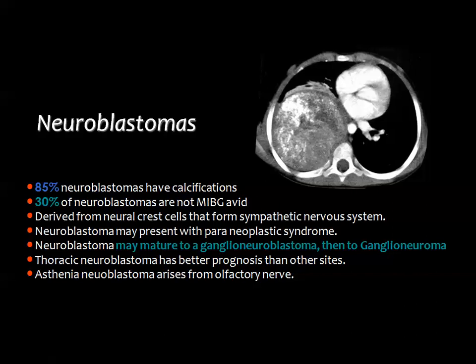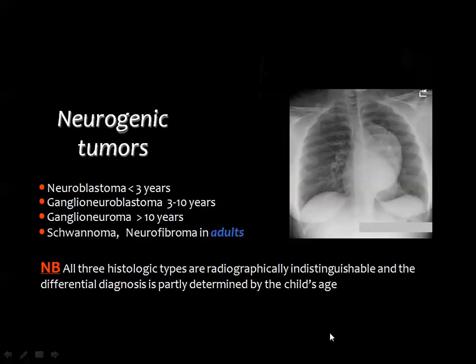This neuroblastoma may mature to a less aggressive form, which is known as the ganglioneuroblastoma, then to a benign form, which is known as the ganglioneuroma. Then these are the neurogenic tumors seen in the pediatric and adult population.